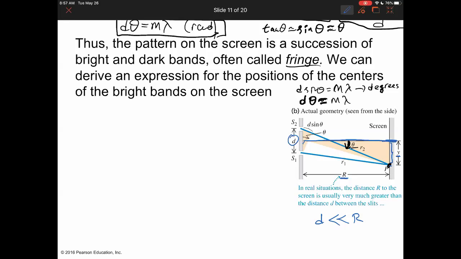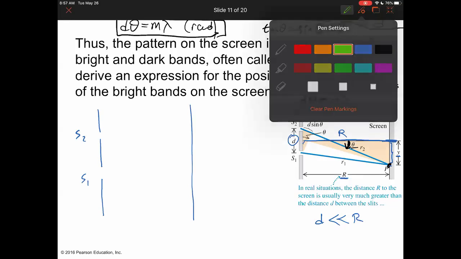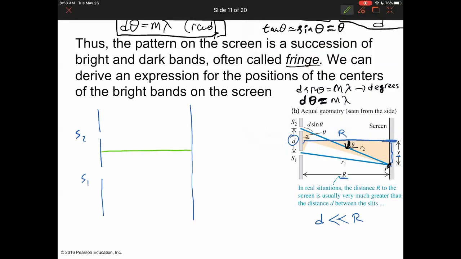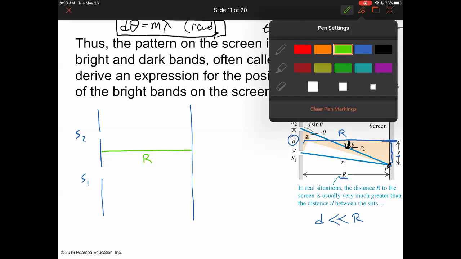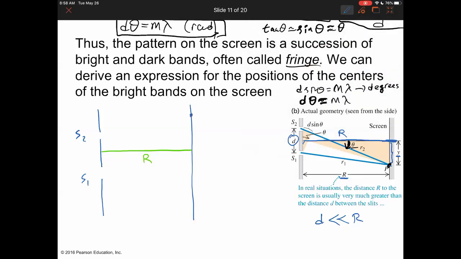And what we get here is this. So this is basically R. Let me do it here, I can get rid of this. So here are my slits, S1, S2, and this is basically the screen. Then this is the central line. So this is my R. And let's say I randomly choose a position. Here's this position P.